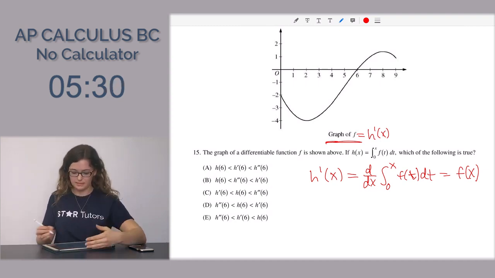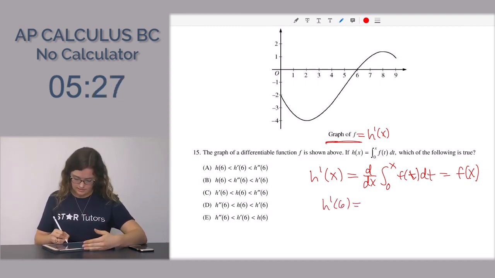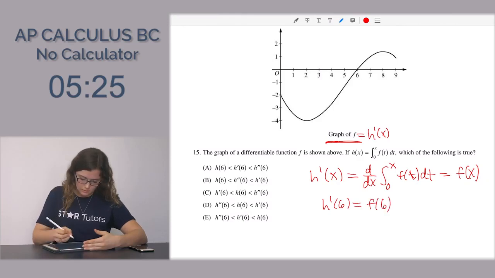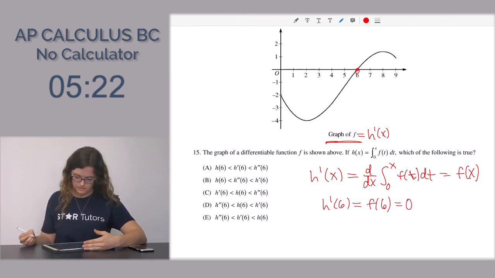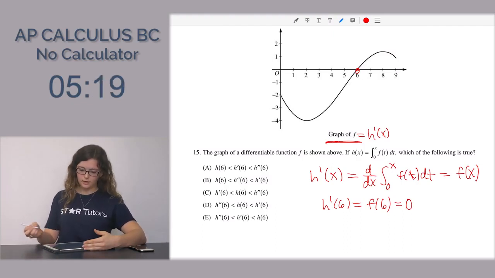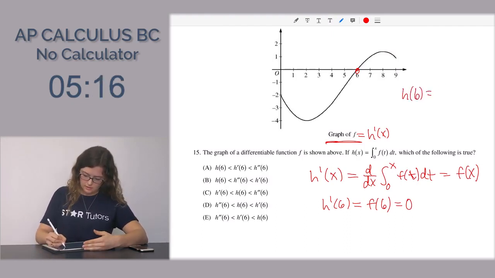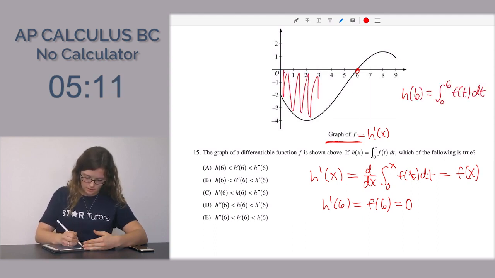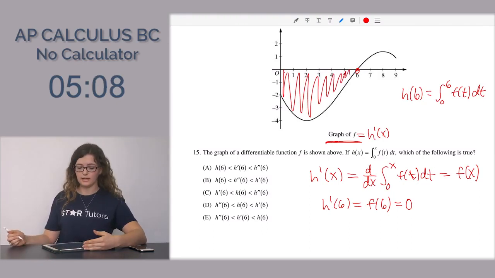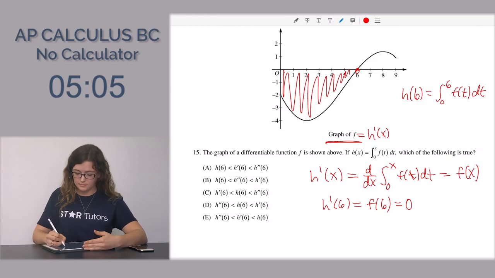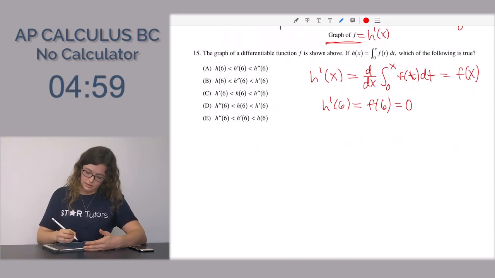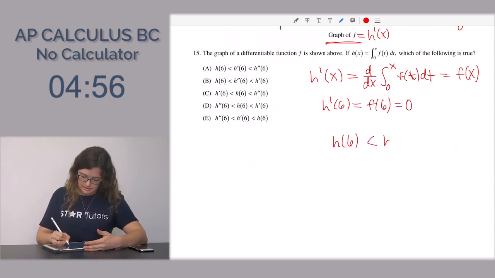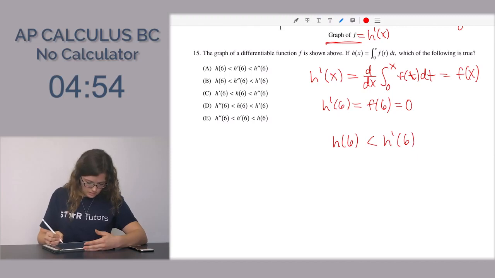Looking at the answers, they want me to plug in 6. So I know h prime of 6 is equal to f of 6, which is 0. I also know that h of 6 is the integral from 0 to 6 of this function, so it's the area under the curve from 0 to 6. All of that area is below the x-axis, so it's going to be negative. I don't know what it is, but I do know that it's negative. So something negative is smaller than 0, so h of 6 is less than h prime of 6. Right, so I can probably eliminate a lot of answers using that.